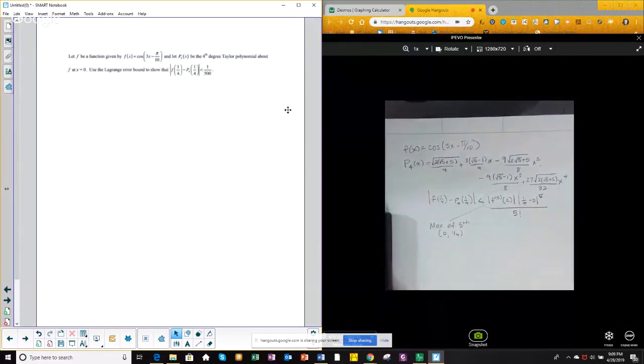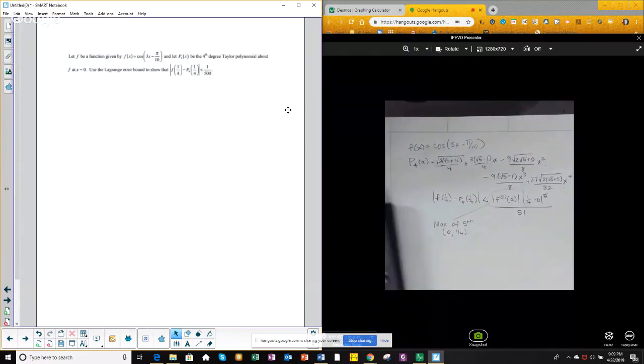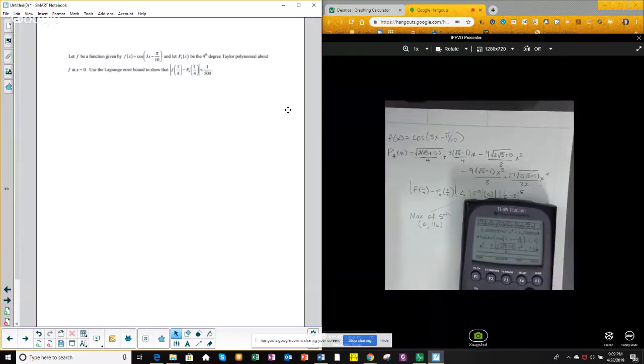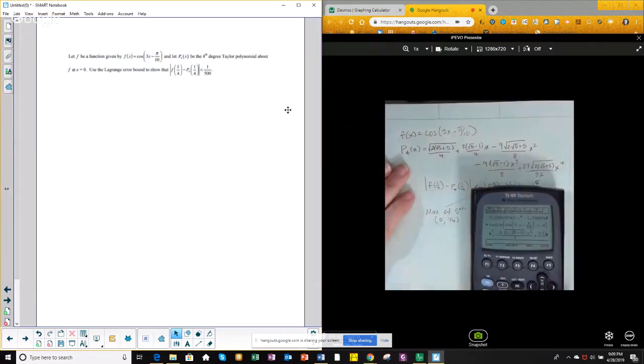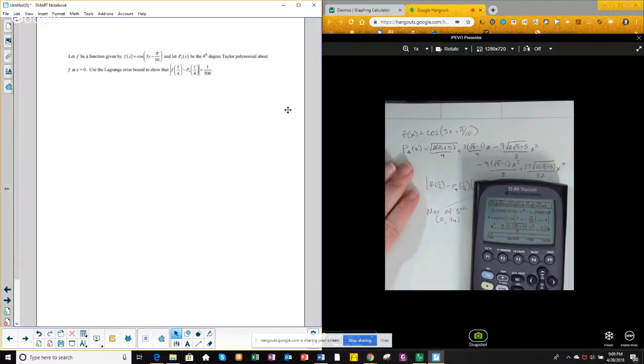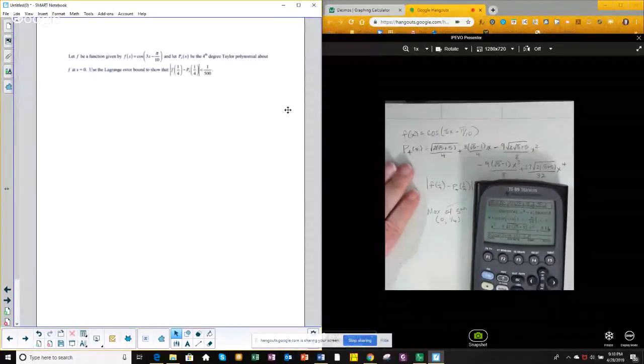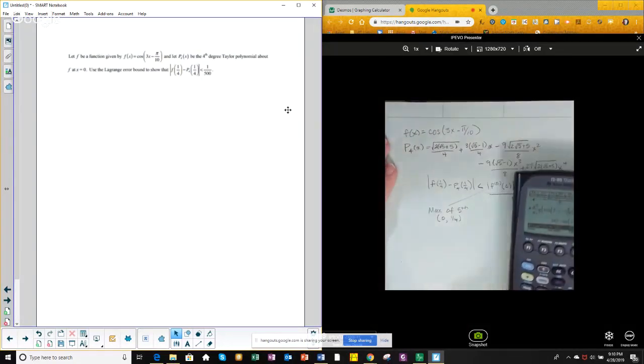Okay, so I need to know what the fifth derivative of f of x is. So how do we do that? We're going to go second derivative of cosine of 3x minus 2 pi over 10, close that, comma x. You've got to tell it what the variable is, comma, and I want the fifth derivative. So there we go. I'm plugging it in. There's my fifth derivative. Wow, that's a pretty big leading coefficient.